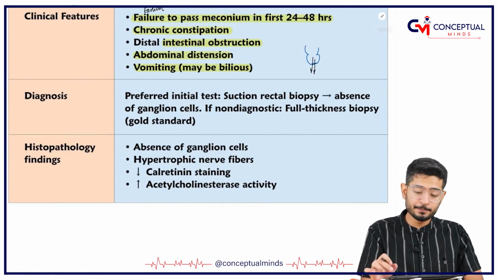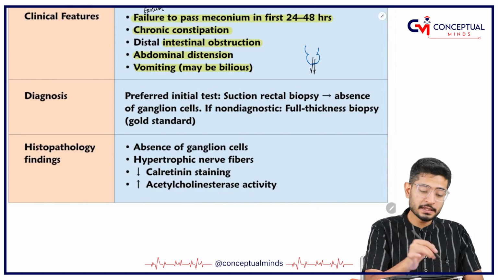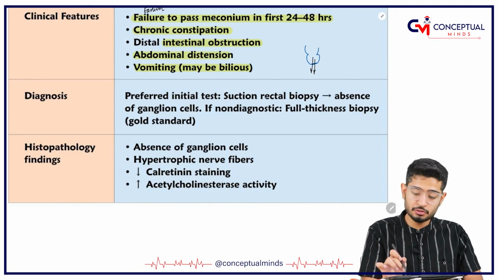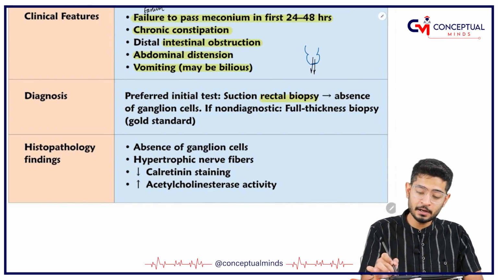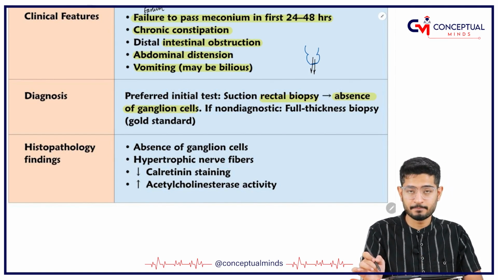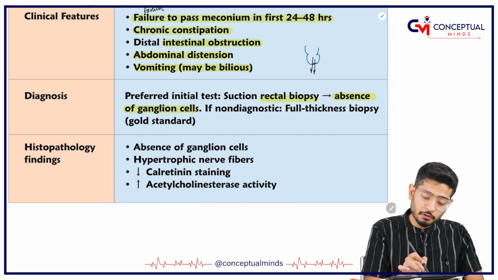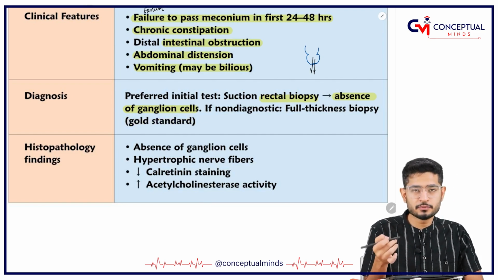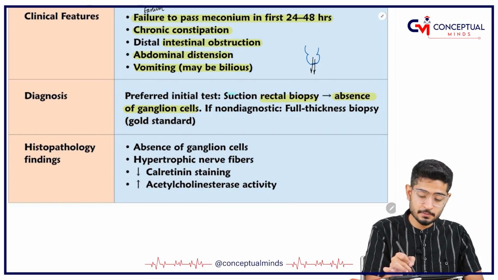Clear? Very clear? Now, what are the initial tests you are going to do? You do a rectal biopsy and you see that there is absence of ganglion cells. So the gold standard, now biopsies can also be of two types. One is called suction biopsy, the other is called full thickness biopsy.